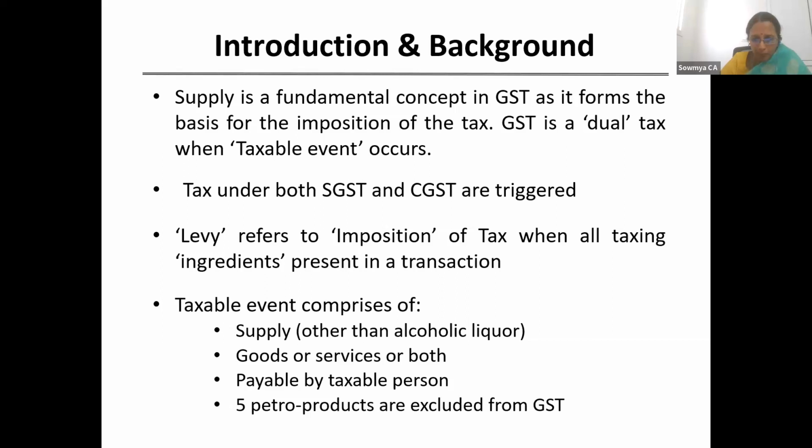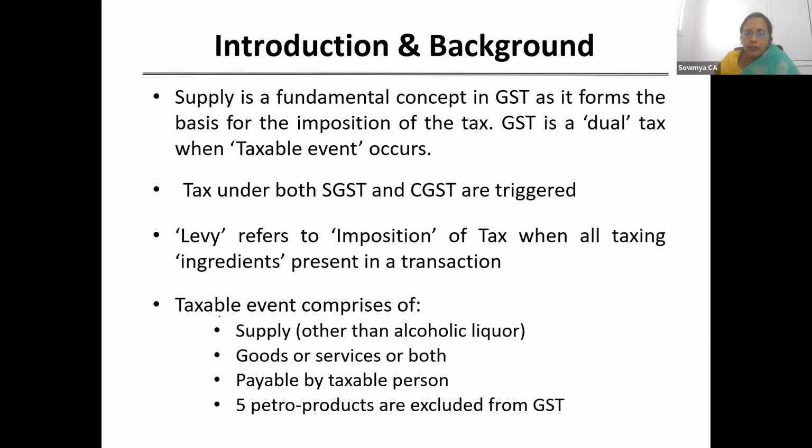So the taxable event comprises supply of goods other than alcoholic liquor, of goods or services or both, payable by a taxable person, and the 5 petroleum products are currently excluded from GST. Once the taxable event is established, if there are other ingredients, only then a levy is established. Till then, there is no levy. And once there is a levy, then we need to see whether it is intra or inter. And accordingly, if it is an intra-state supply, that is, if the supply takes place within the state, then there is a dual tax that gets triggered, which is the state and the central tax, where revenue is shared between the center and the state.